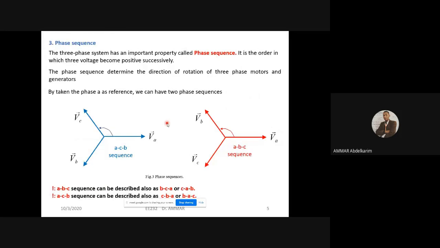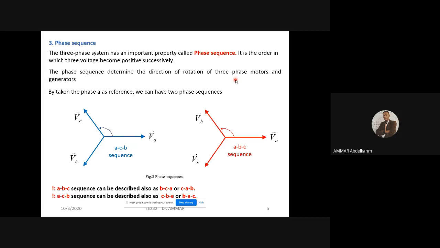The phase sequence. The three-phase system has this important property which is called the phase sequence. So the phase sequence is the order of the voltages. It's the order in which the three voltages become positive successively. The phase sequence determines the direction of rotation of three-phase motors and generators.